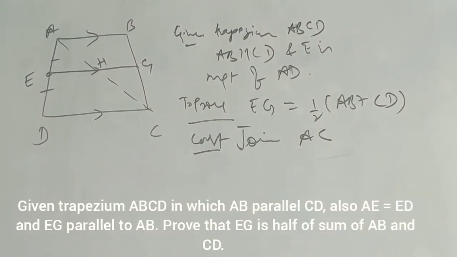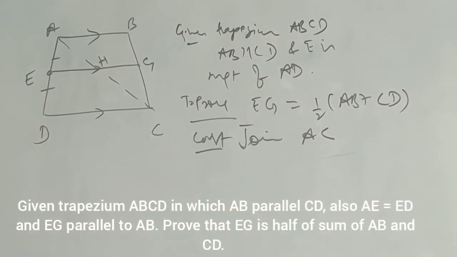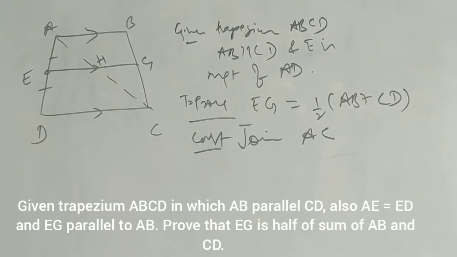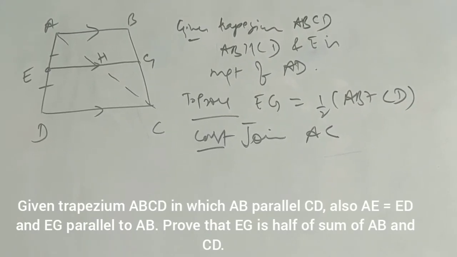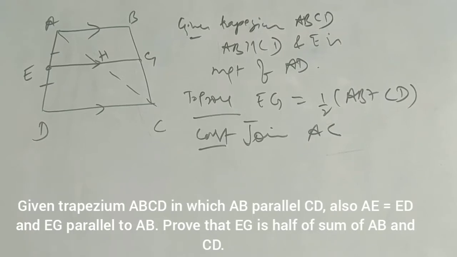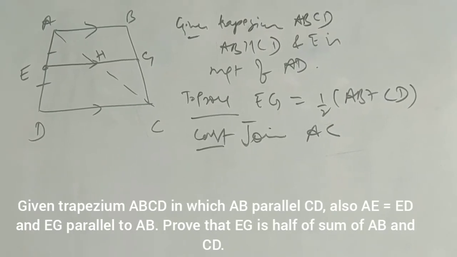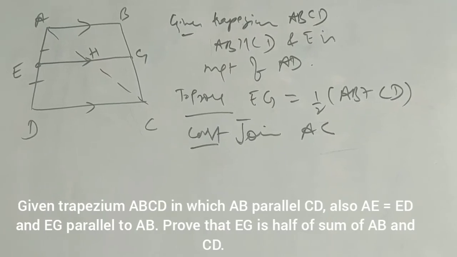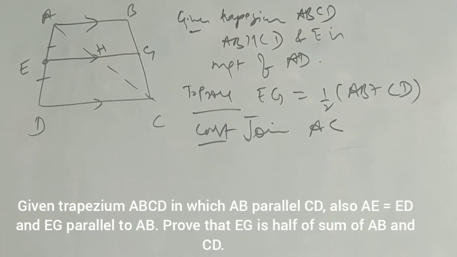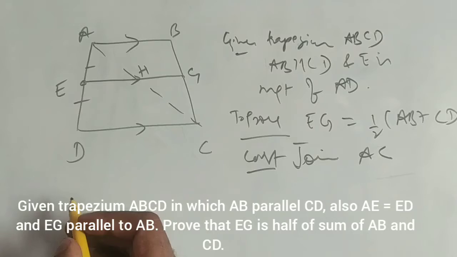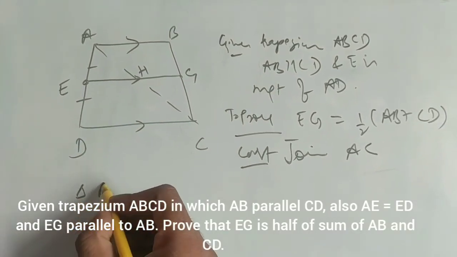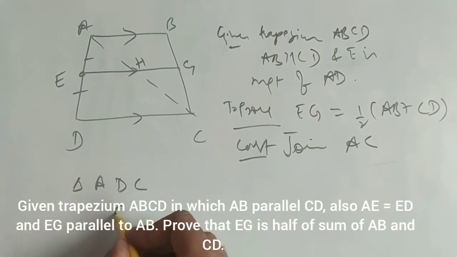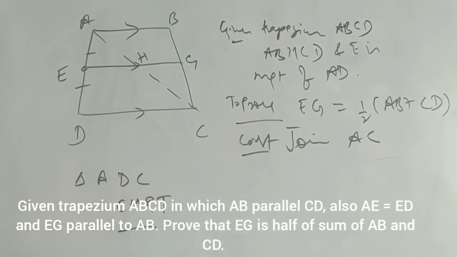Now in this question it is given that ABCD is a trapezium and AB is parallel to CD and E is the midpoint of AD. These three things are given and we need to prove that EG will be half of AB plus CD, and we have done one construction also to prove this, that join AC. Now after joining AC, in triangle ADC we can apply converse of midpoint theorem.